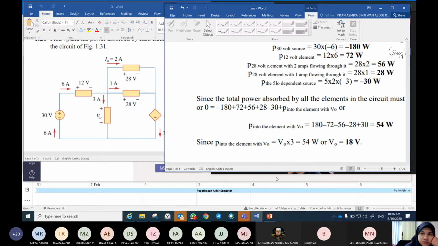What is the power of the 30 volts? 180. So 180 plus the power of the dependent source, which is 30, is equal to all the power: 72 plus 56 plus 28, plus power of V naught. And then you will get the power of V naught.